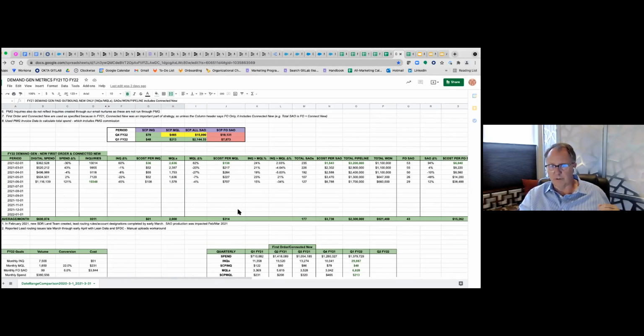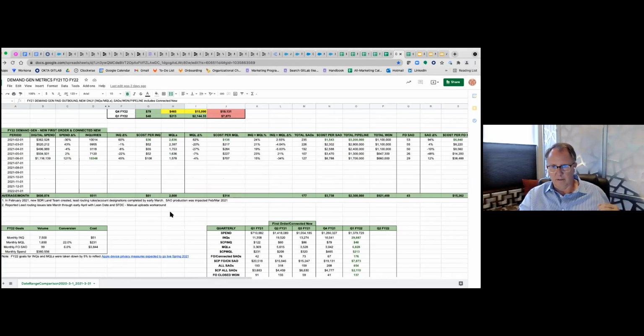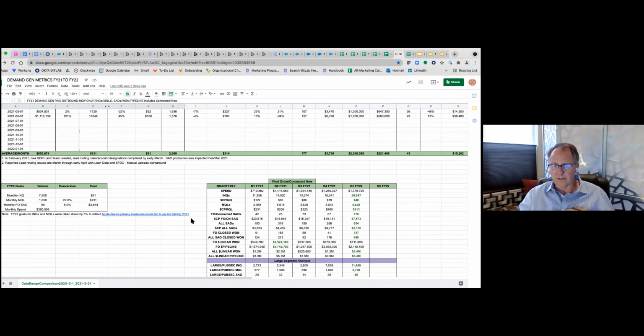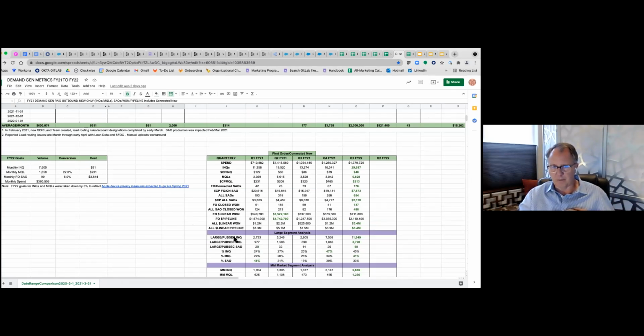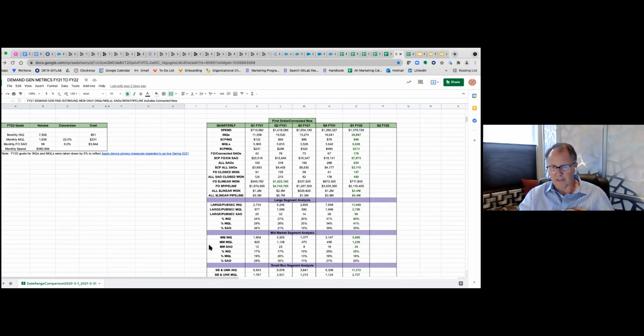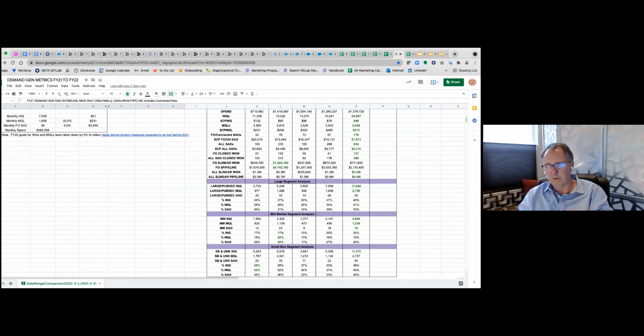Now, where I do a few things that are included is I look at things like what percentage of this came from large PubSec versus mid-market versus SB, right? So I do a few things here to kind of pull some macro level trends.